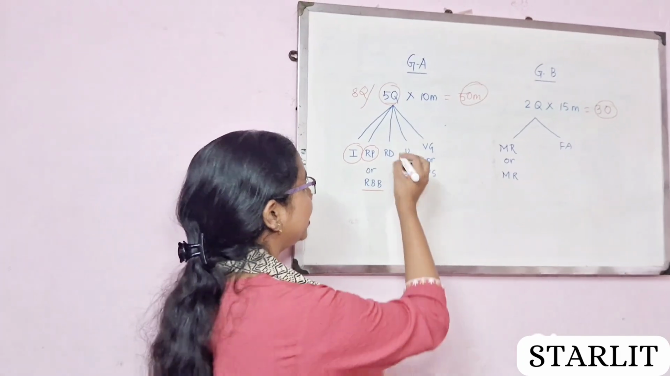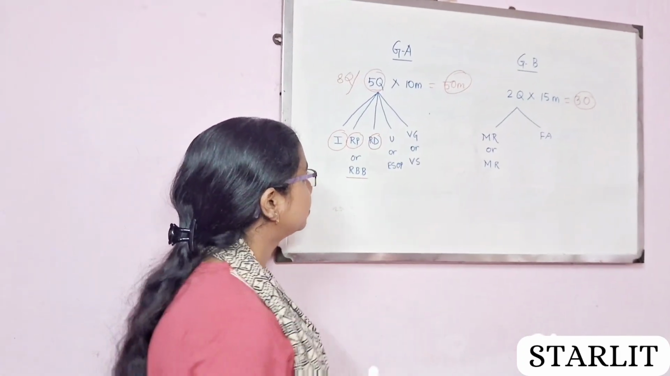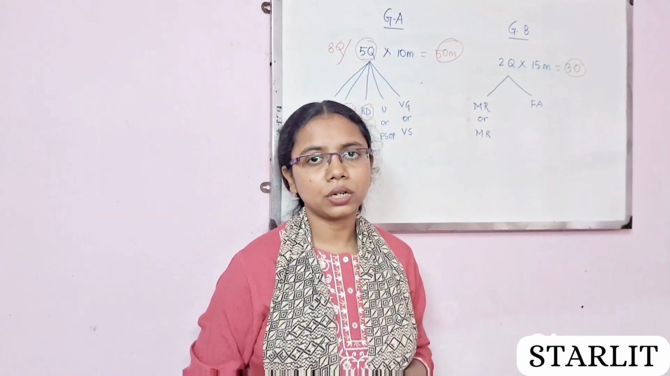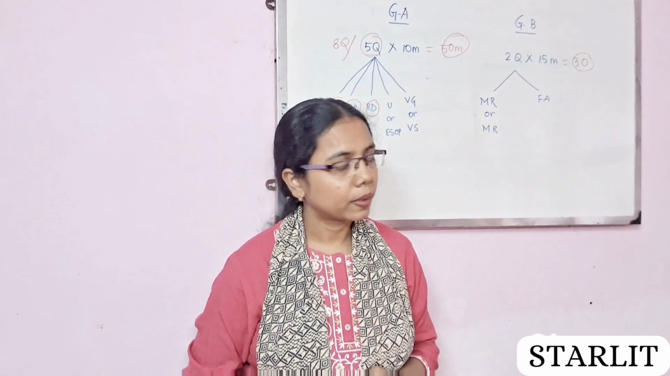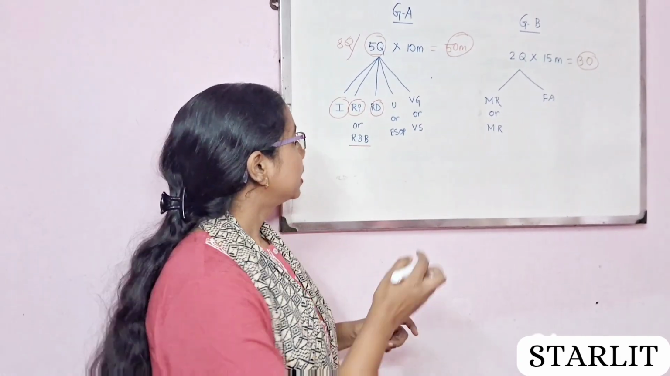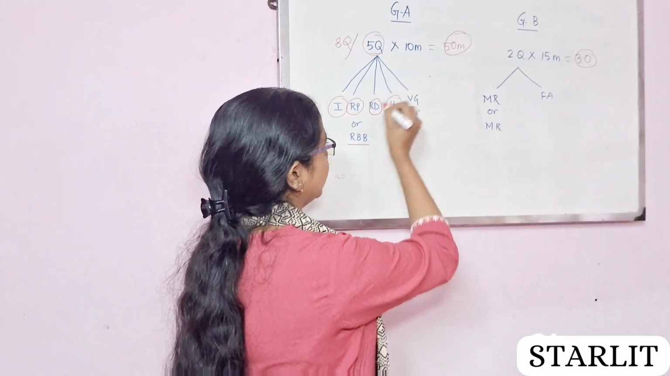Third one, redemption of debentures. Generally with that you do not get any alternative question. You have to answer it. Number 4, underwriting of shares.